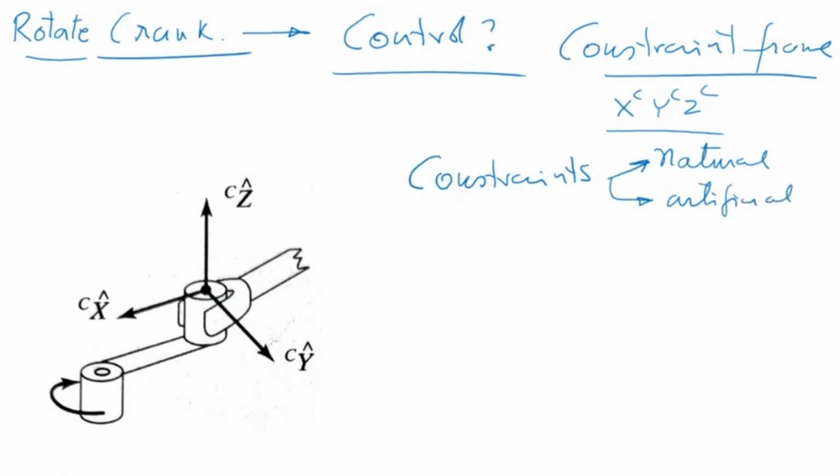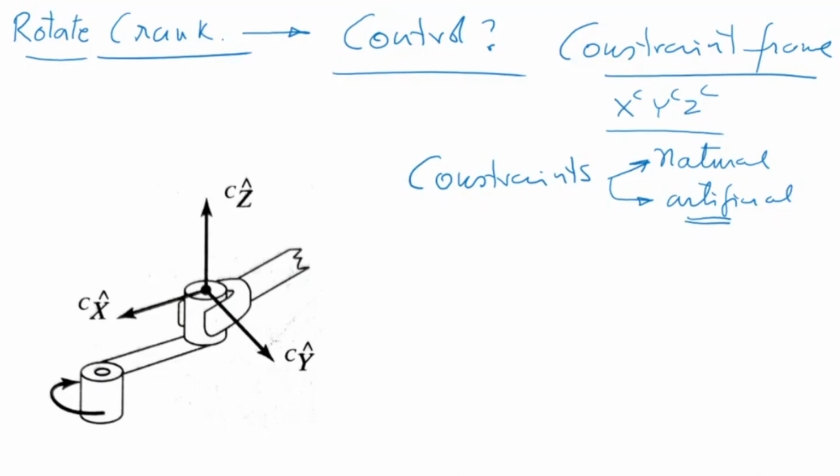What is the meaning of them? Now the natural constraints are there because of the task itself. That means because of the nature of the task, these constraints are there. You can't do anything about it. Artificial constraints are the ones that you have to control, okay, in order to perform these tasks.